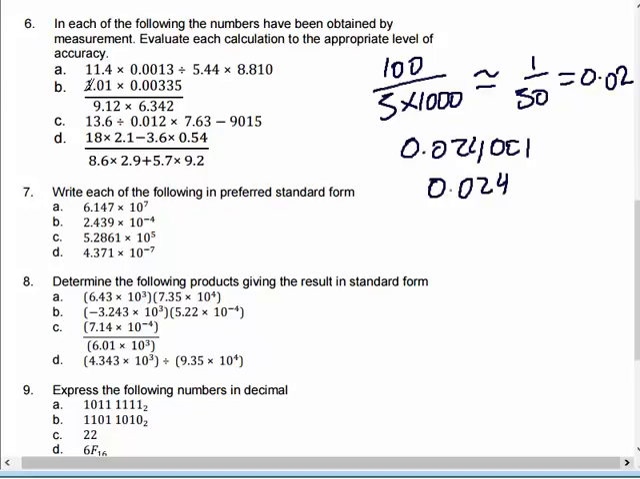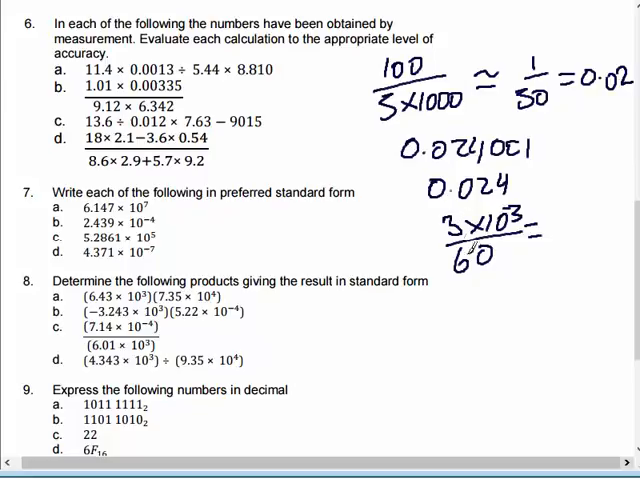Part B. Again, we're going to estimate what our value is. We've got effectively 0.3. We've got 3 times 10 to the minus 3 divided by 9 times 6, which is 54. Let's call it 60 to make the numbers easy. Okay, so that is equal to 3 over 6.